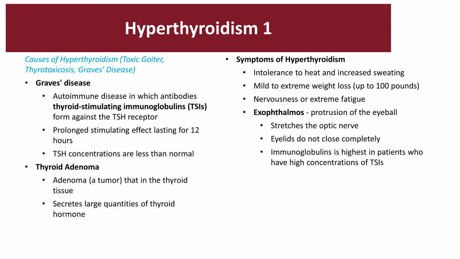And as a result of this, one of the hallmark symptoms is exophthalmos, which is a protrusion of the eyeball. Over an extended period of time, the protruded eyeball could stretch the optic nerve, causing eye damage and blindness. And the eyelids do not close completely.